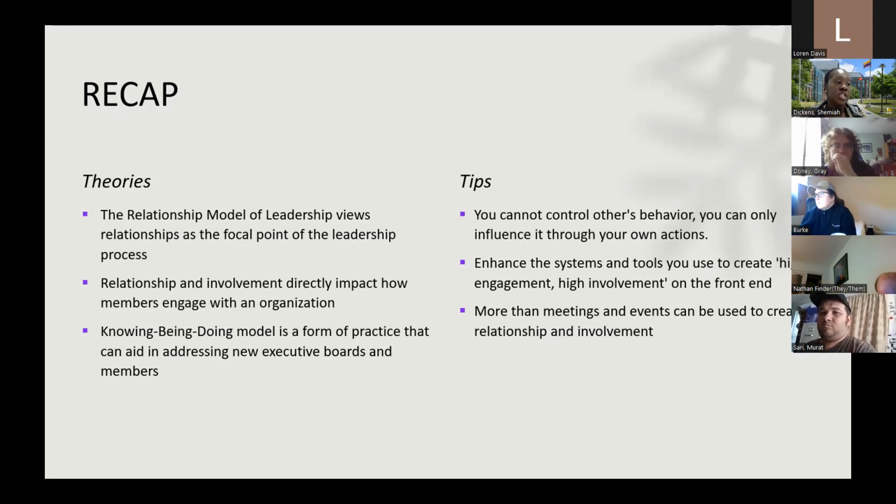Relationship and involvement directly impact how members engage with an organization. So that quadrant that we were looking at, there's high relationship, there's low relationship, there's high involvement, there's low involvement, but figuring out where that one, it's going to be in every club or organization or family or organizational structure, right? You're going to have people that are great at relationships, great at being involved, not necessarily so great at relationship, but like great at being involved.